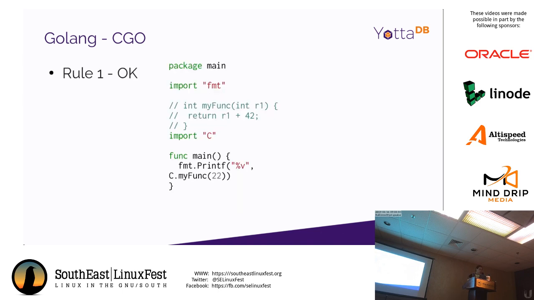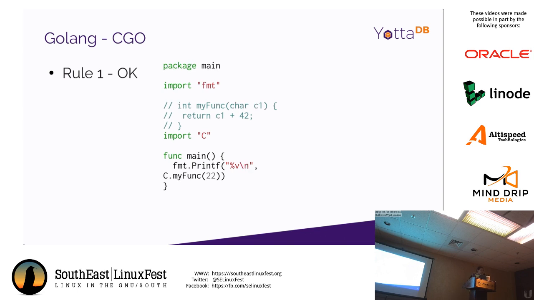Here's kind of the most simple example of CGO that I could find, or that I could make. We declare a function in C called myFunc, which takes an integer argument, adds 42, and returns a value. And then in Go, we import C, and we call that function. This is super easy, right? No problems. We could also do this with characters. In this case, the character will be interpreted as an integer. But nobody really uses characters for integers because we have integers.